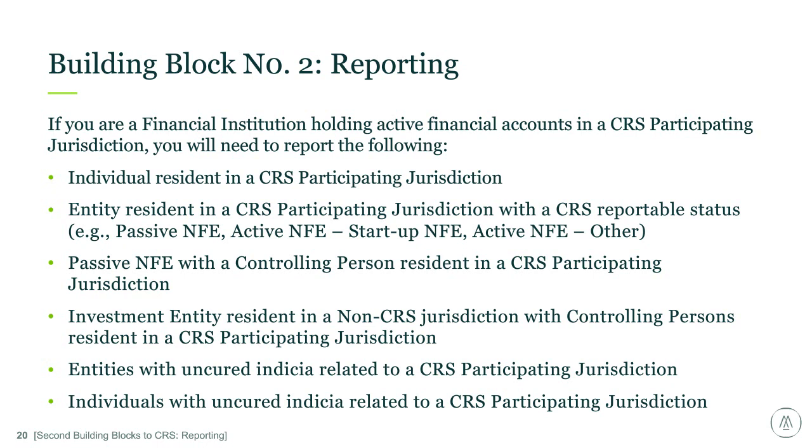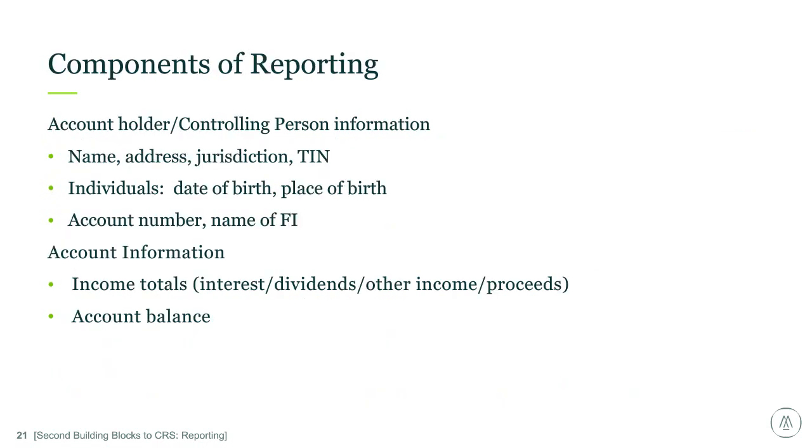All right, so now components of reporting. It's interesting in that, again, with information sharing regimes, a lot of times the certifications you collect will have the required data elements, for the most part, that you are required to report. So for an account holder or controlling person, what you are going to list on this reporting is the name, the address, the jurisdiction, and the taxpayer ID number. For individuals, you'll also need the date of birth and sometimes the place of birth. And then the account number and the name of the financial institution that's issuing the report.